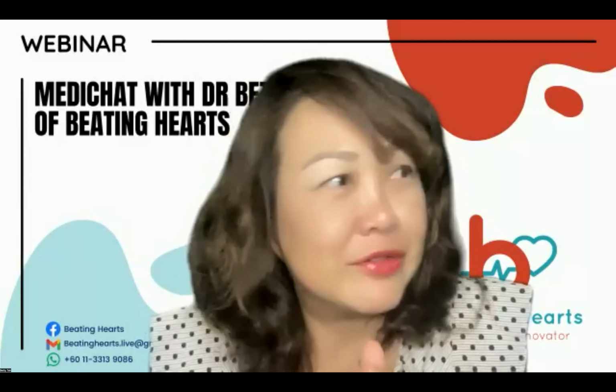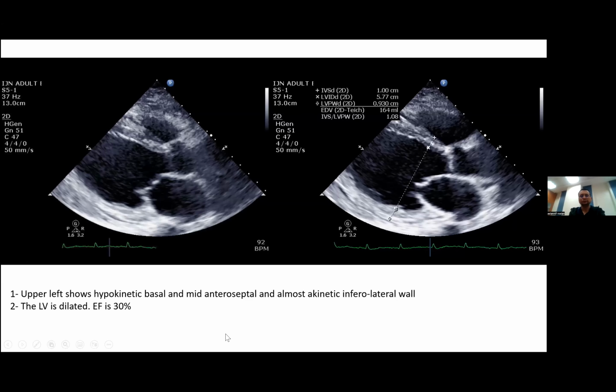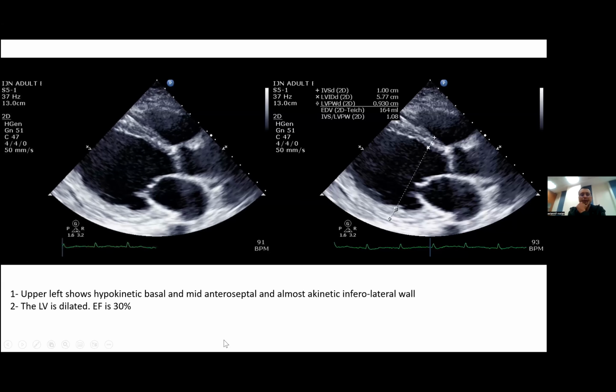So I will start with this case. This is a 55-year-old male patient with non-ST elevation myocardial infarction. This patient actually came to see me in clinic on the 19th of March 2022. So what follows is his echocardiogram, which was done on the same day, on the 19th of March 2022. So this is the echocardiogram.